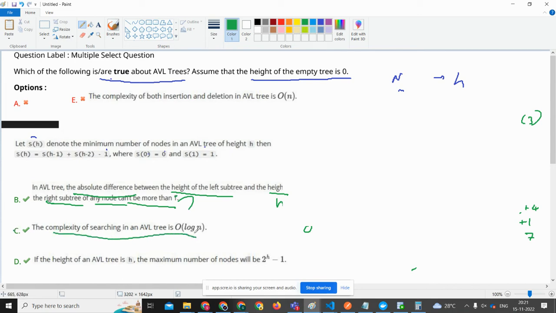So it's a balanced tree. A balanced tree would have log n height. So searching for an element is going to be easier.